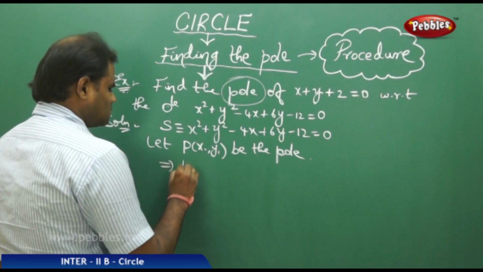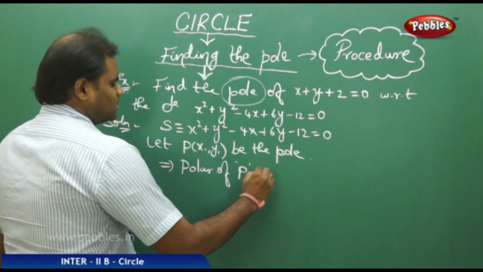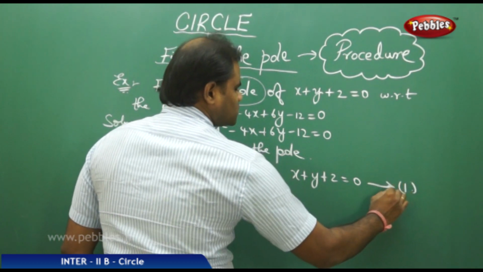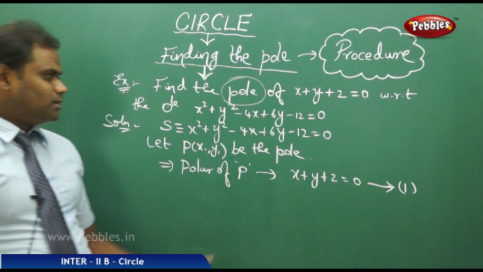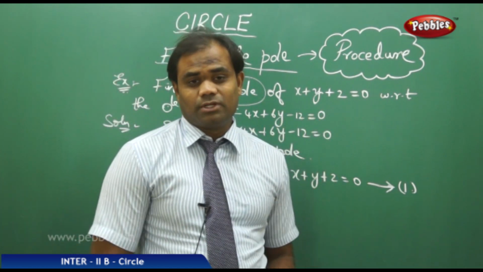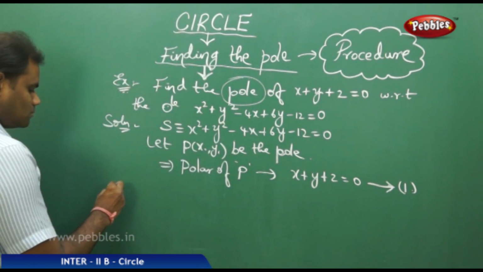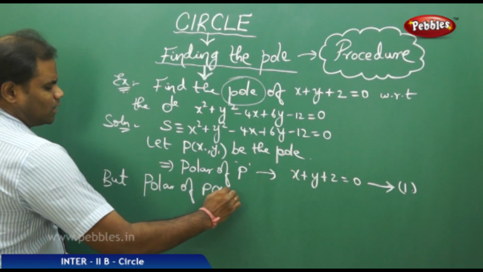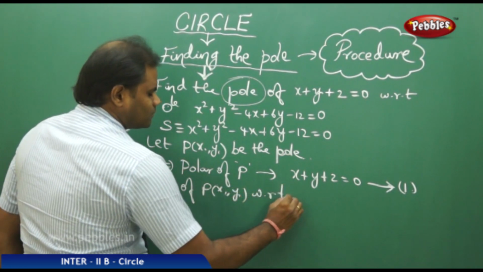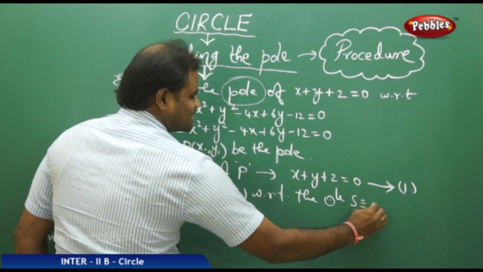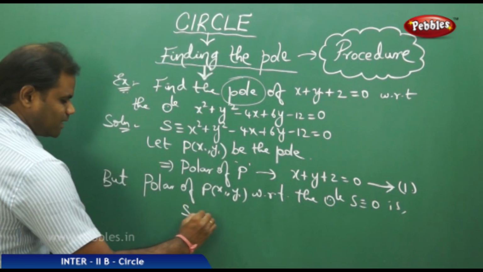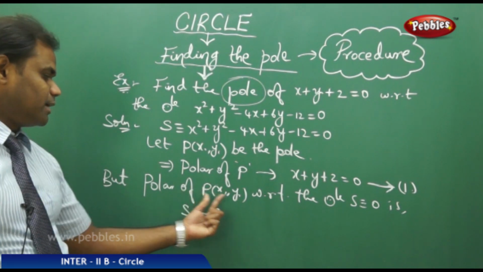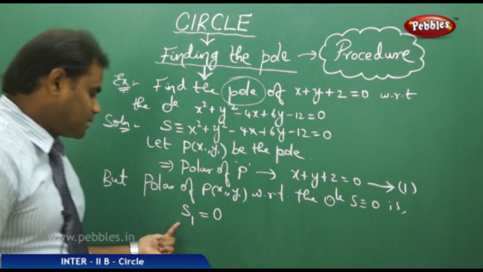It implies the polar of P is given to be x plus y plus 2 equals 0, which I take as equation 1. Now the polar of P is already given to be the line x plus y plus 2 equal to 0. But we have the formula where the polar of P(x1, y1) with respect to the circle S equal to 0 is S1 equal to 0. We already know that the formula is, when P is the pole, then the polar of P(x1, y1) with respect to the circle S equal to 0 is S1 equal to 0.